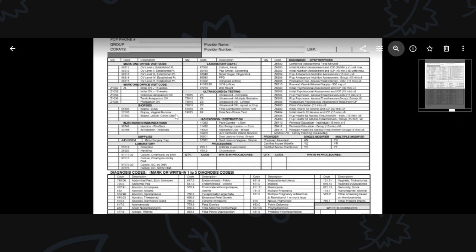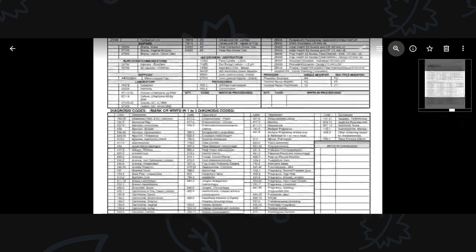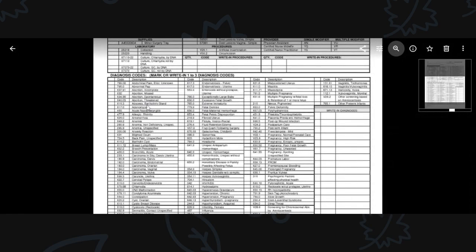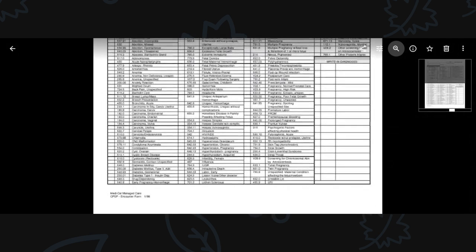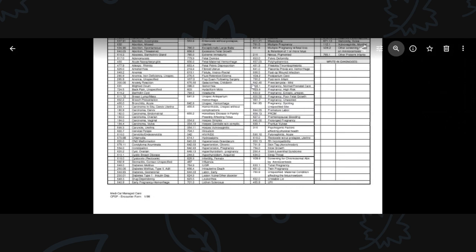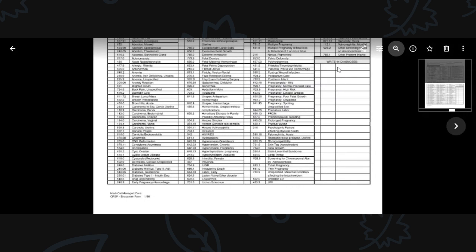But anyway, these are the procedures here. The provider will mark off the procedures that they did. And then we come down here. Here are the diagnosis codes. These are all the common diagnoses that relate to the practice you're working in. Again, it's all pre-printed. And if there's anything that's not here that your provider ends up coding, they're going to write it in here.